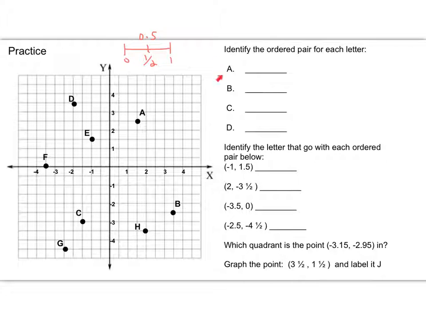So for these, you're going to find the coordinate pairs. For these, these correspond to one of the letters on this graph, so you're going to try to identify which letter goes with each coordinate pair. And then I have a couple of extra questions I want you to check out as well. So pause the video, answer these questions, and then come back and check your answers and see how you did.